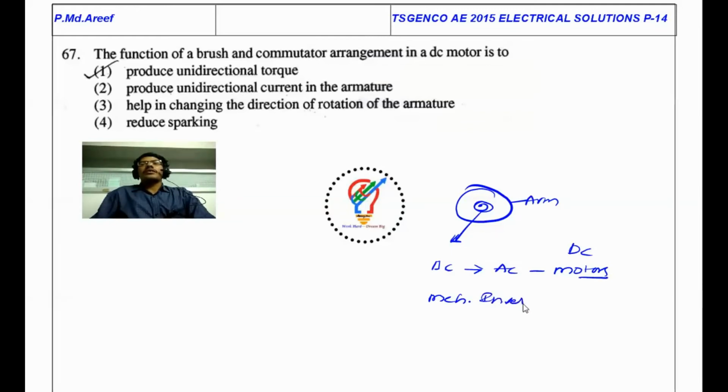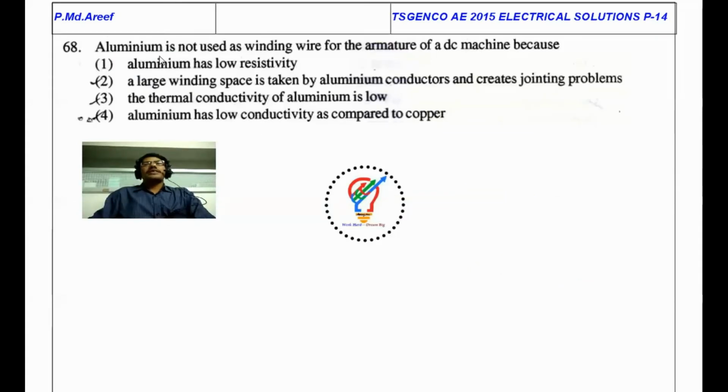inverter. So as a mechanical inverter, it will convert the DC quantity, that is a unidirectional flux or unidirectional current, into an alternating or pulsating quantity, which produces unidirectional torque in a machine. So the answer is produces unidirectional torque in the machine. Without the commutator, the machine will act as an AC machine.